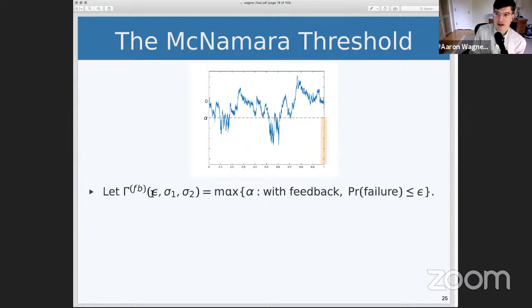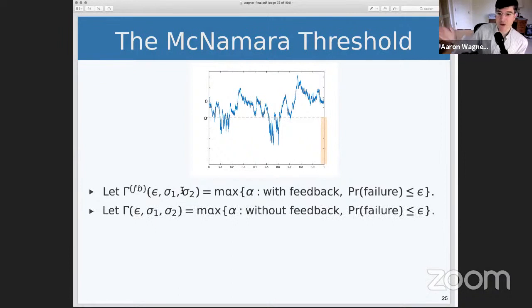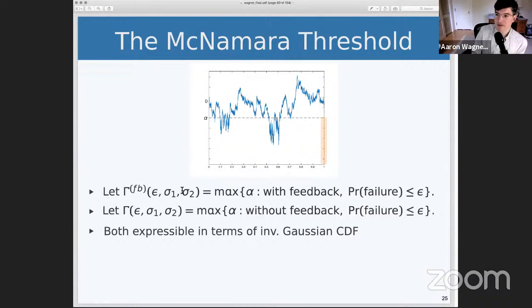For a given error probability, that's the probability that you end up below the threshold, and for a given range of variances, you can ask: what's the largest threshold that you can handle under McNamara's optimum scheme, so that the probability of failure is below epsilon? The higher the threshold, the higher the failure probability. So I want the highest threshold so that the failure probability under the optimum scheme with feedback is below epsilon. That depends on the range of sigma 1 and sigma 2. The larger the range there, the more timid bold you can do. I can define that with feedback and without, and both are expressible in terms of the inverse Gaussian CDF. The feedback one in particular is kind of messy, but it's closed form in the end.